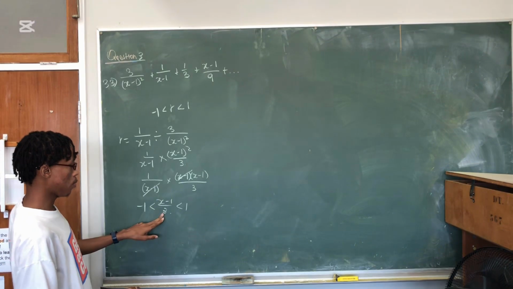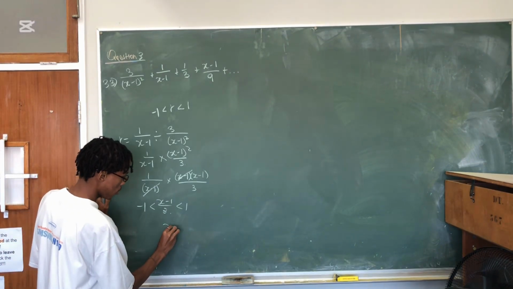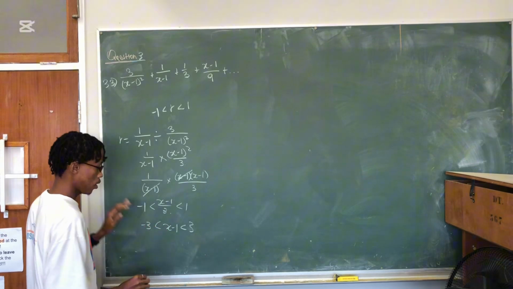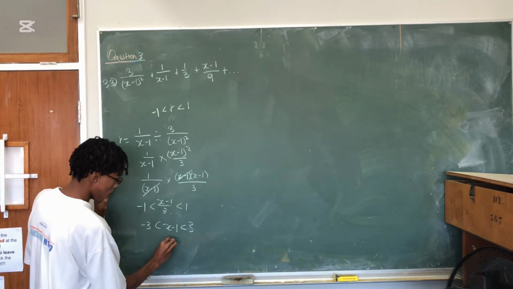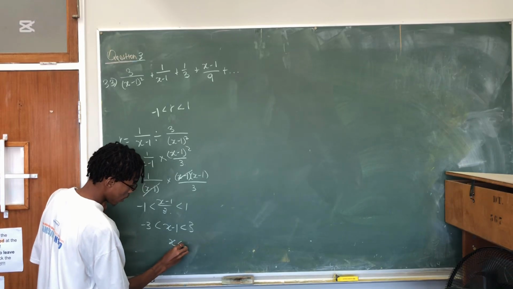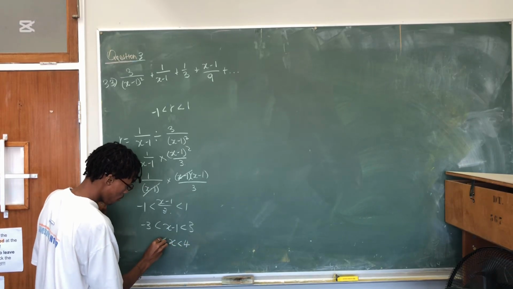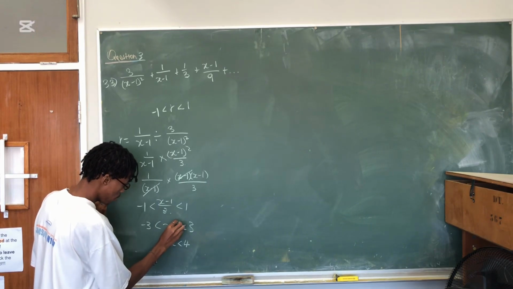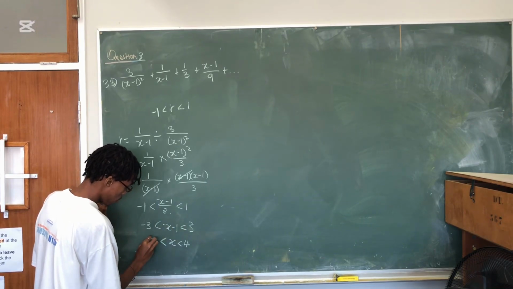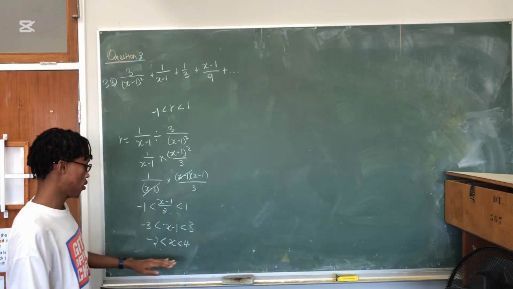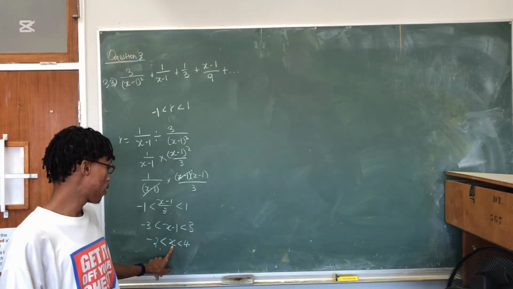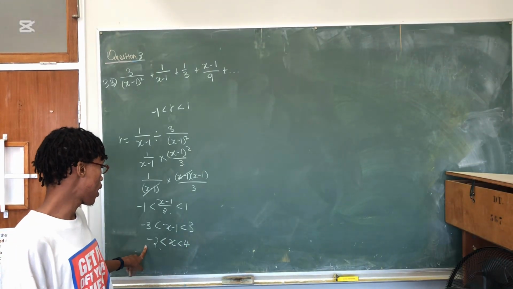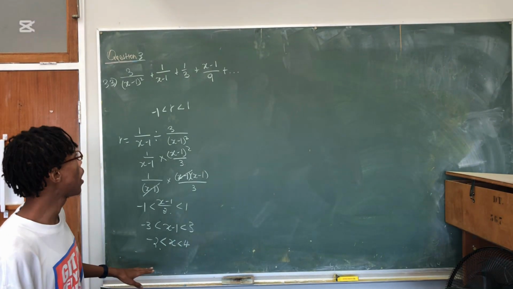We multiply our 3 throughout, and we're going to get -3 < x - 1 < 3, and then we add 1. X will be less than 4 but greater than -2. The x values that are less than 4 but greater than -2 are the ones that will allow this ratio to be convergent.